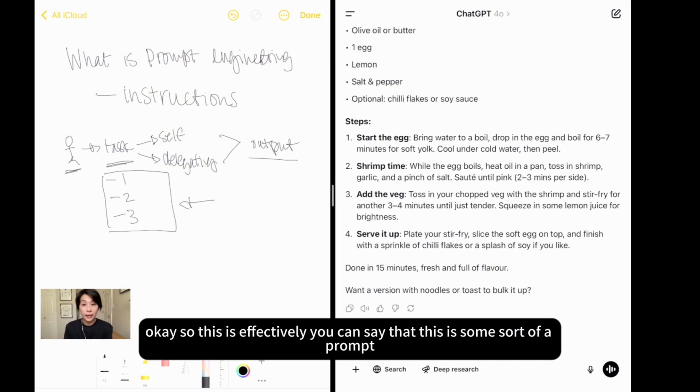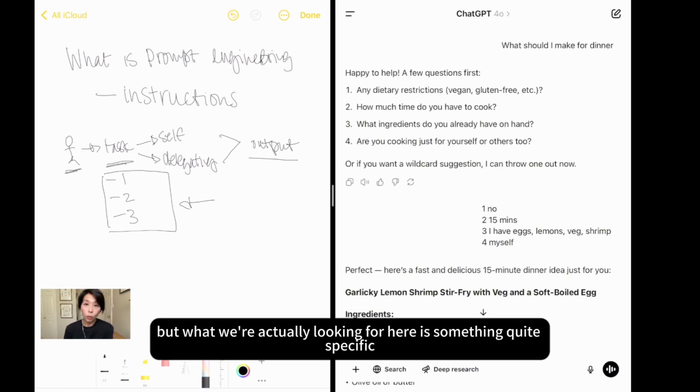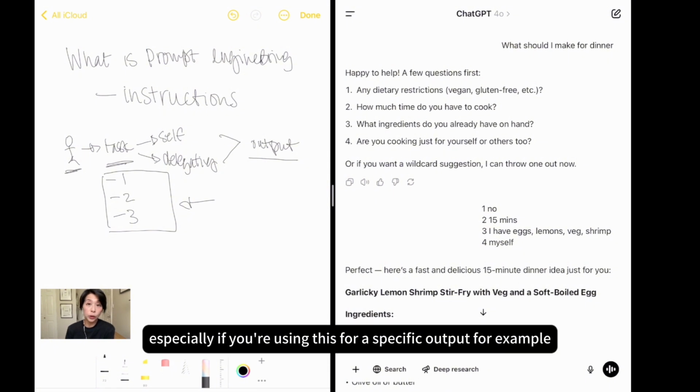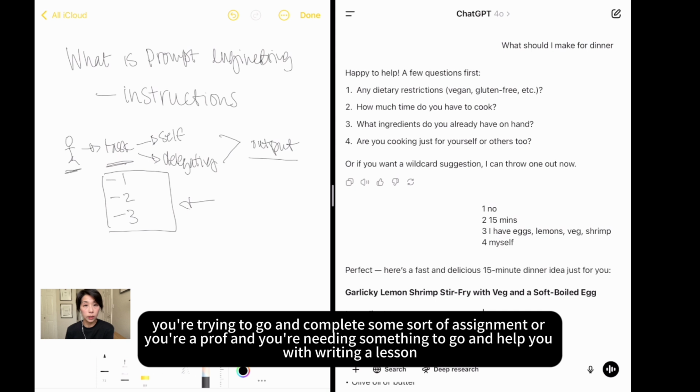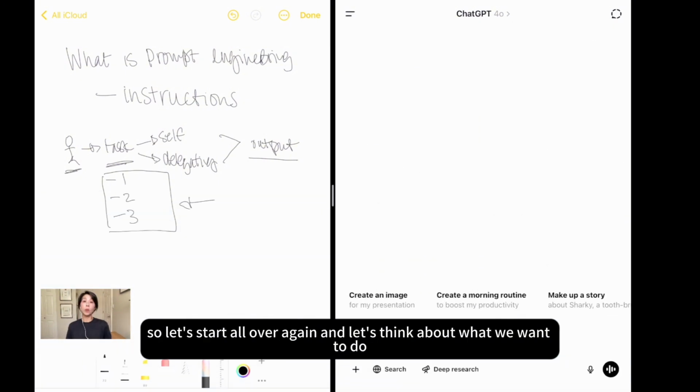So this is effectively some sort of a prompt. But what we're actually looking for here is something quite specific, especially if you're using this for a specific output. For example, if you're a student trying to complete some sort of assignment, or you're a prof and you need something to help you with writing a lesson. So let's start all over again and think about what we want to do.